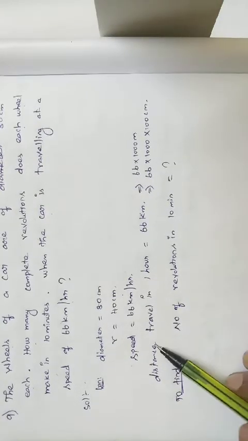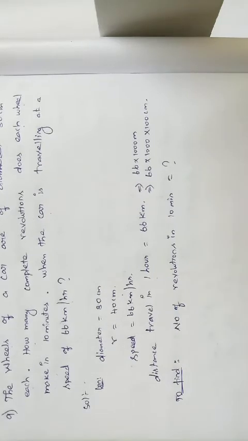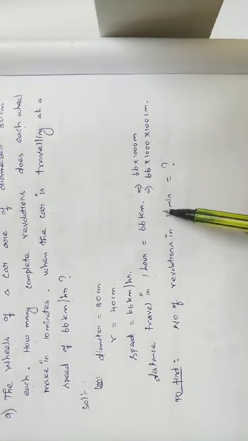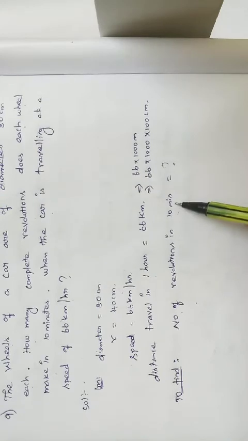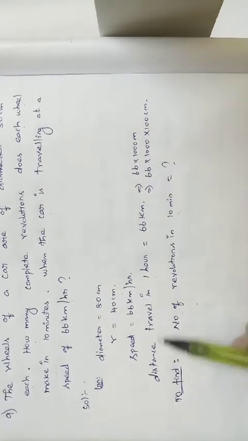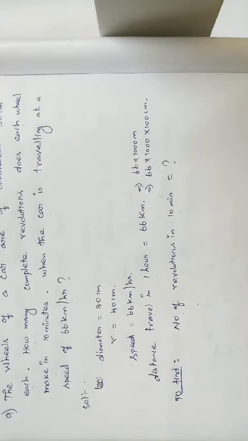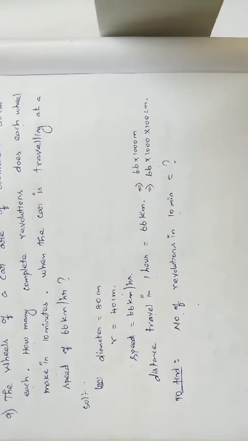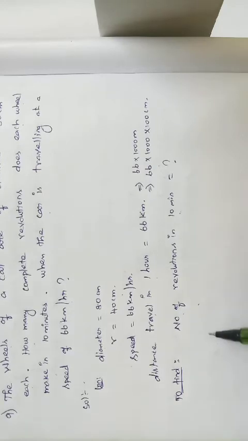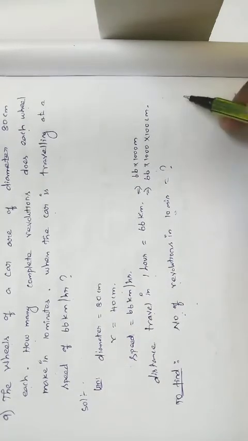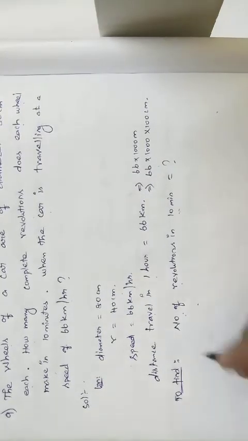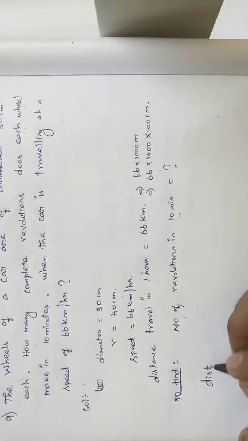This is the distance traveled in 1 hour, but we have to find it only for 10 minutes. They are asking for the number of revolutions in 10 minutes, but the distance we have is for 1 hour. So first we want to find the distance traveled in 10 minutes alone, because the formula is: number of revolutions in 10 minutes is equal to distance traveled in 10 minutes divided by circumference.